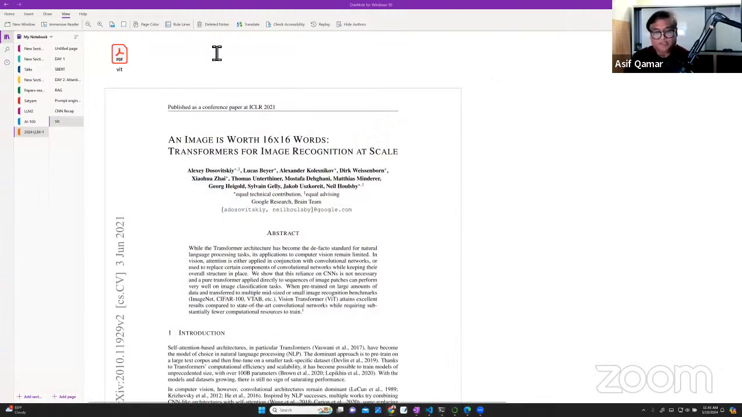We are now going to cover an important paper that's considered a milestone in our field. This paper has a provocative title: "An Image is Worth 16 by 16 Words: Transformers for Image Recognition at Scale." So I'll first give you the main intuition.